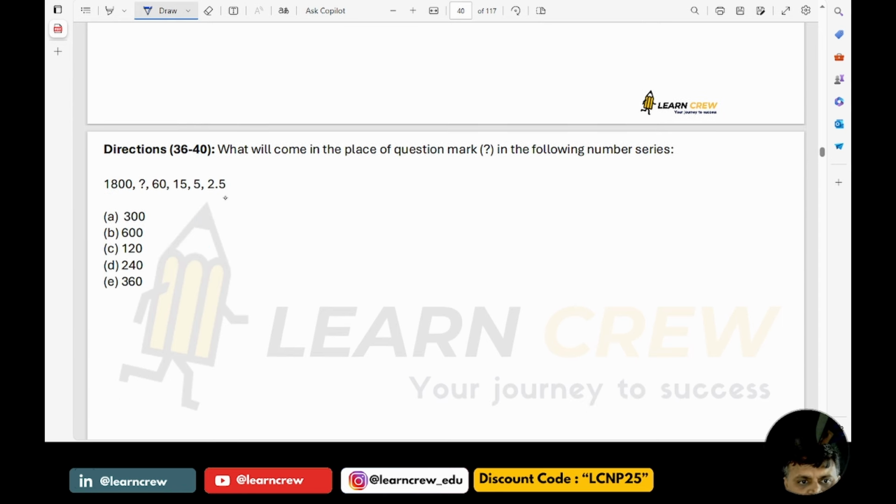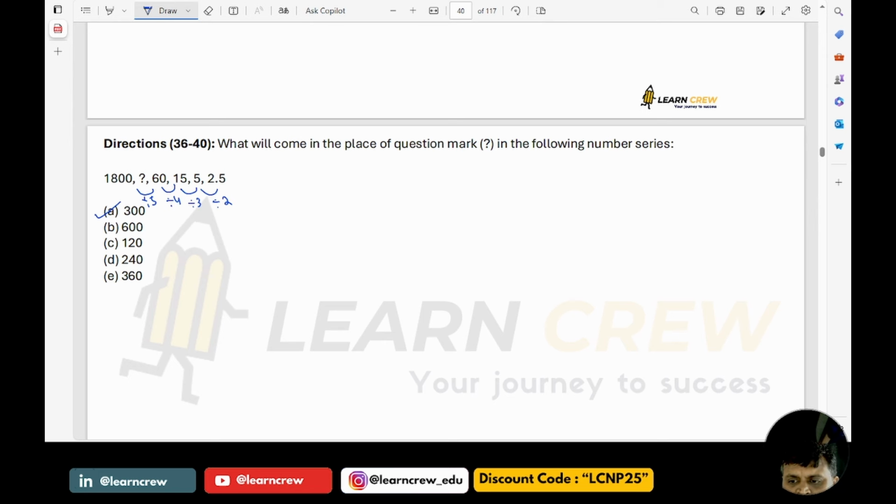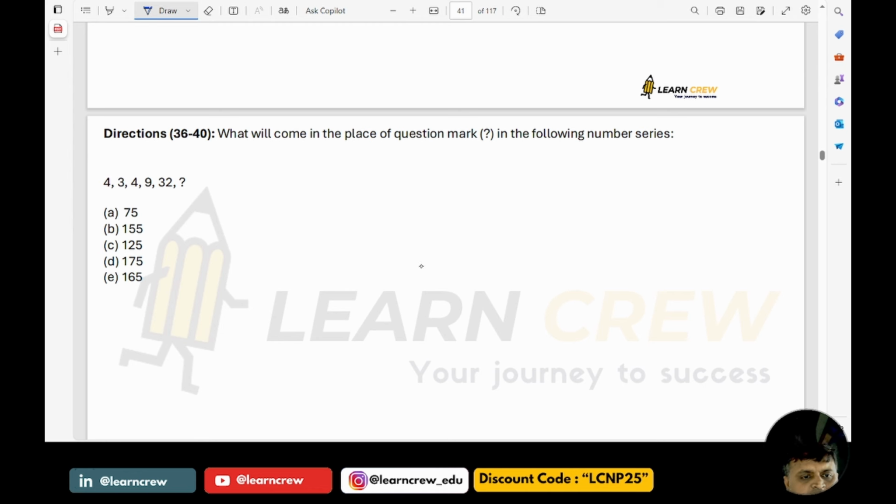Now, 18, so it's a decreasing series. 5 divided by 2, 15 divided by 3, 60 divided by 4. This is divided by 5. So from this side divide by 5, from this side multiply by 5. 60 into 5, 300. Now next.